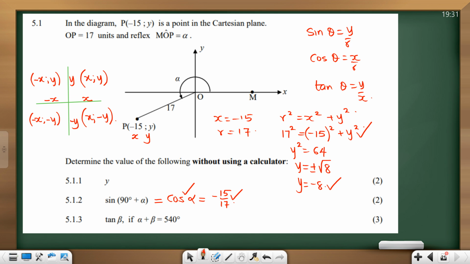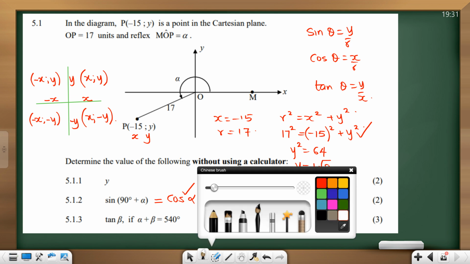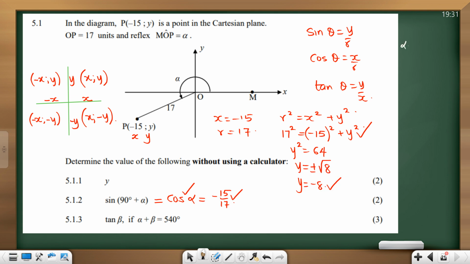And the last one, tan beta. Oh, they're now bringing a beta in, but there's no beta here. Oh, no problem. Check now. They said alpha plus beta is 540. What is beta since they want tan beta? 540 minus alpha. Oh, so what are we looking for? We're looking for tan beta, which is 10.